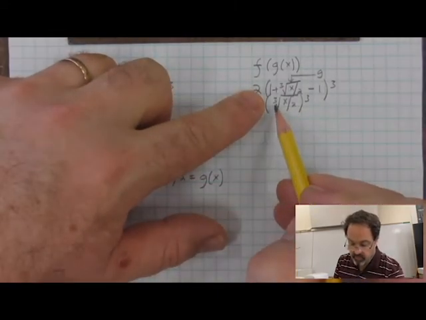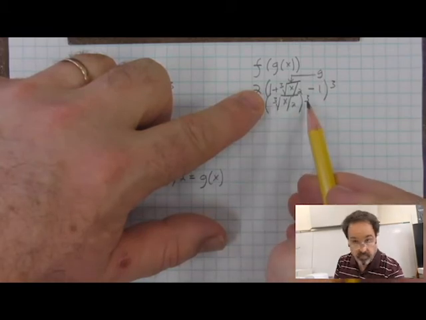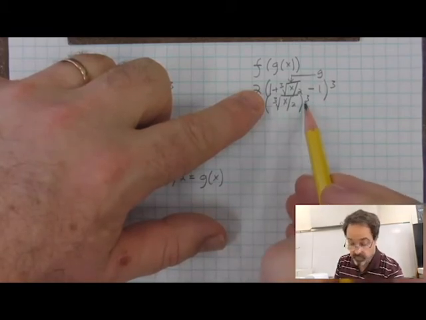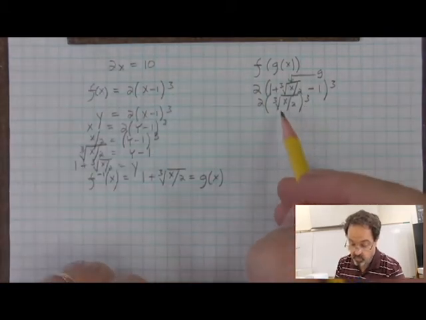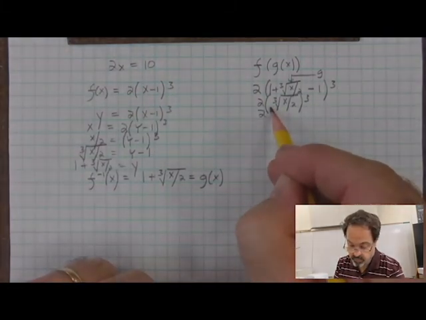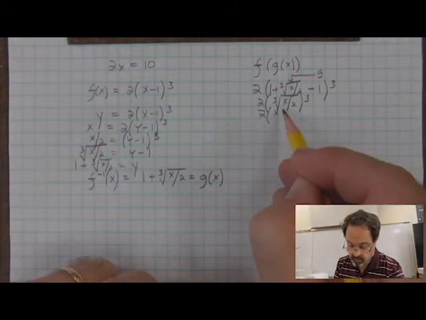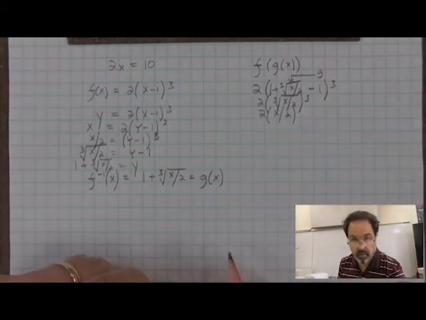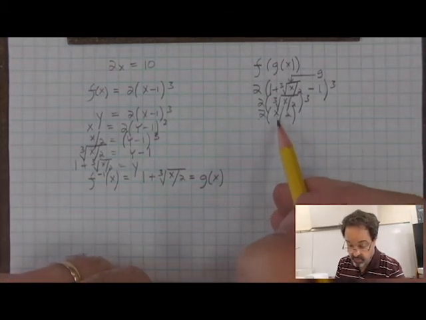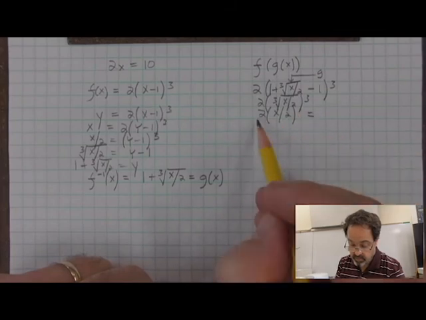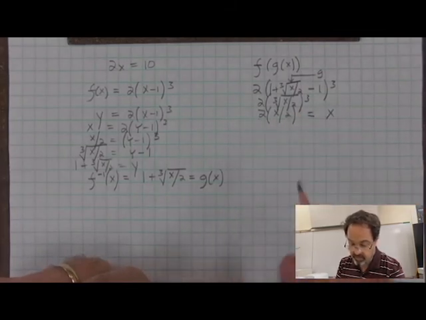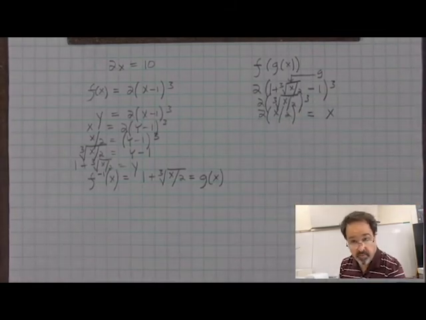Inside the parentheses, I have a cube root, which is being cubed. Cube rooting and cubing are inverses that cancel each other out. And when they do, it leaves 2 times x divided by 2. The 2's cancel out, leaving x, which shouldn't be a surprise.